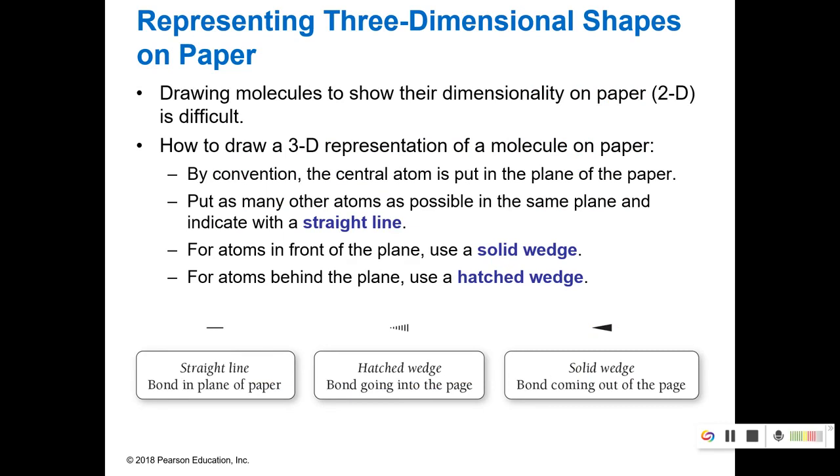Okay, this page is just showing you how they'll be represented on paper or how they may be represented in the book. In the book, they really like to do shadows and to show you, hey, some are going back and forth. A straight line, though, just means in the plane of the paper. This dashed one means it's going into the paper, so like towards the paper. And then the solid triangle means it's coming out of the paper if you were drawing them. Now, I'm never going to ask you to draw them in this little 3-dimensional way.